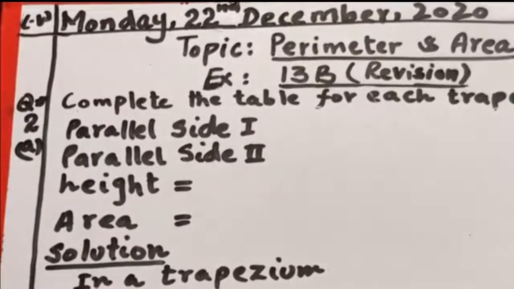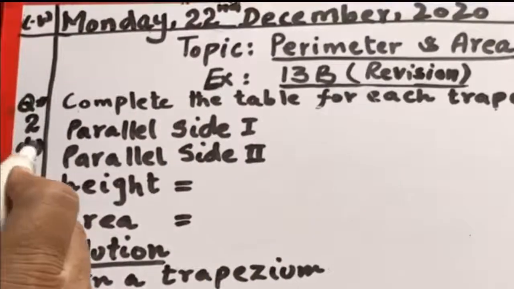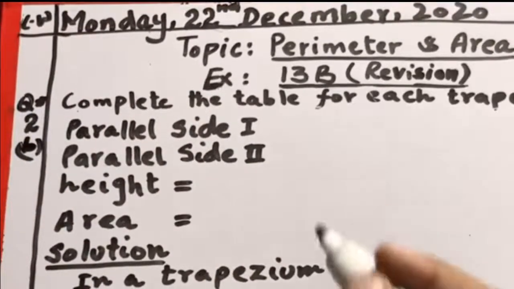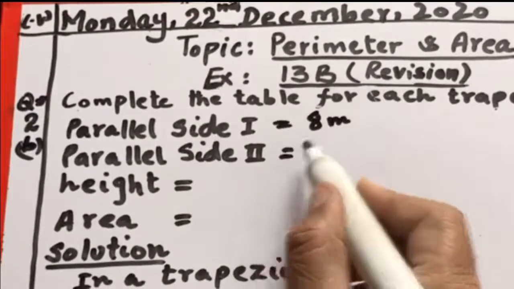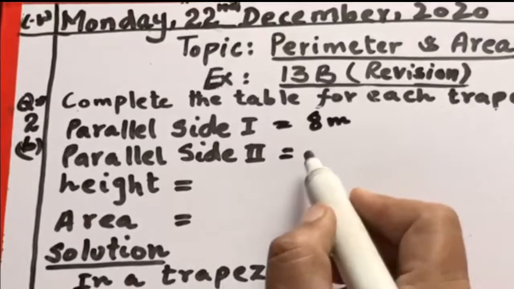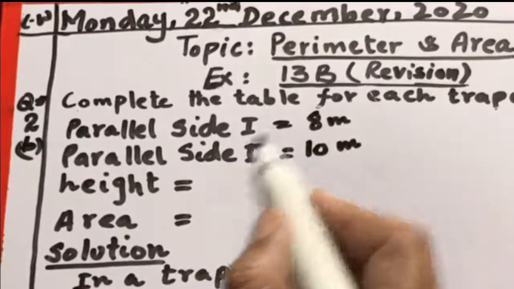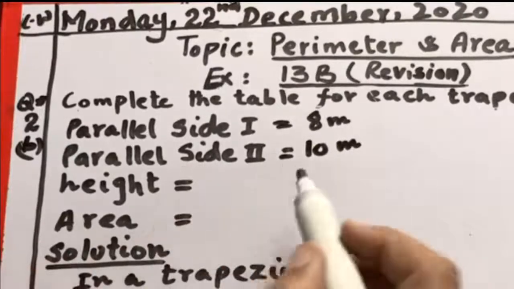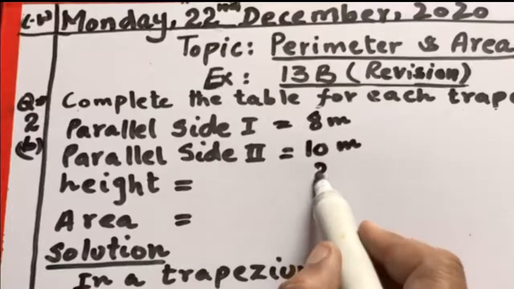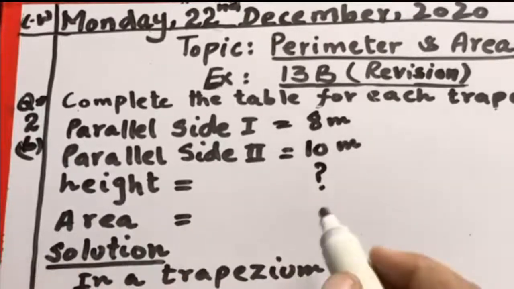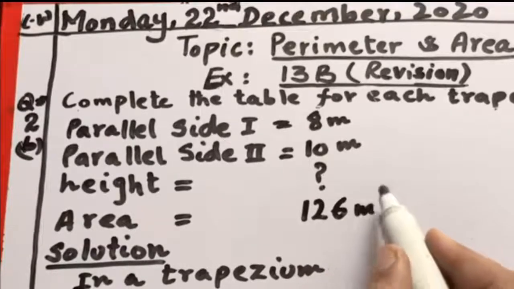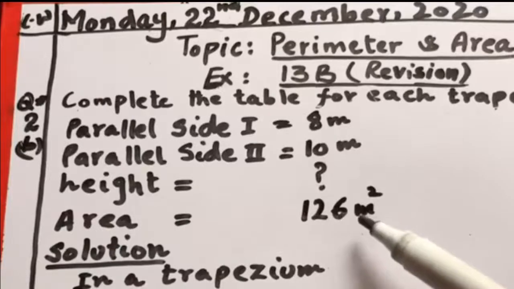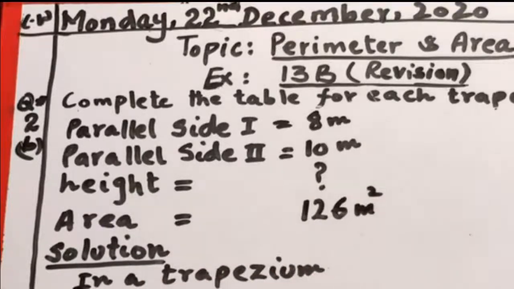Okay student, now we are going to solve question number 2, part b, in which the parallel side 1 is given, which is 8 meter, and the parallel side 2 is also given, which is 10 meter, and we have to find the height of a parallel trapezium. The area of the trapezium is also given, which is 126 meter square.